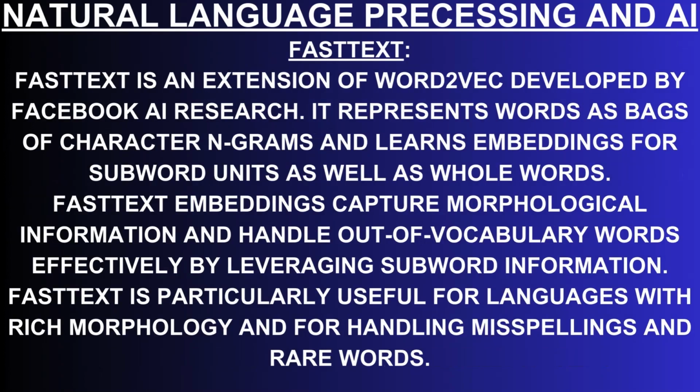between words. FastText. FastText is an extension of Word2Vec developed by Facebook Artificial Intelligence Research. It represents words as bags of character n-grams and learns embeddings for subword units as well as whole words. FastText embeddings capture morphological information and handle out-of-vocabulary words effectively by leveraging subword information. FastText is particularly useful for languages with rich morphology and for handling misspellings and rare words.